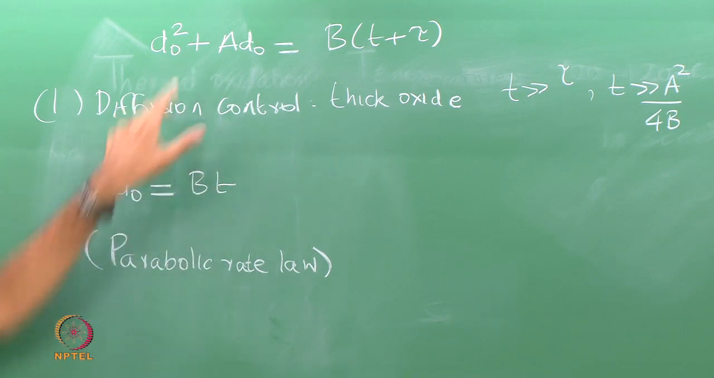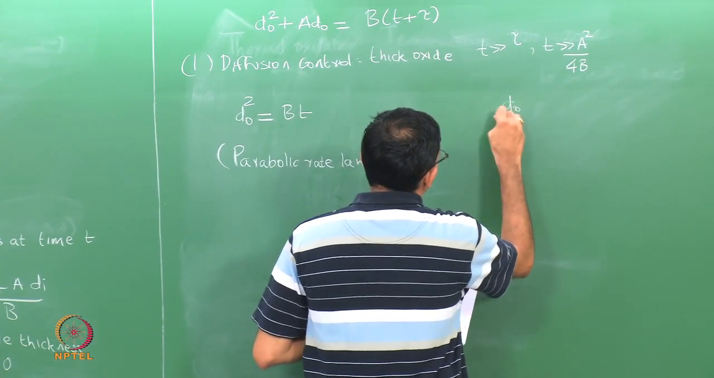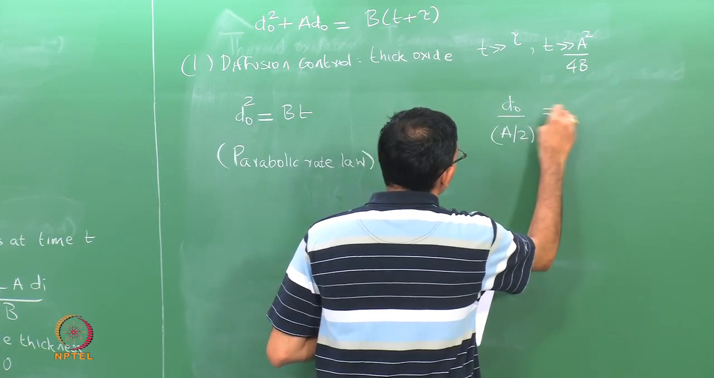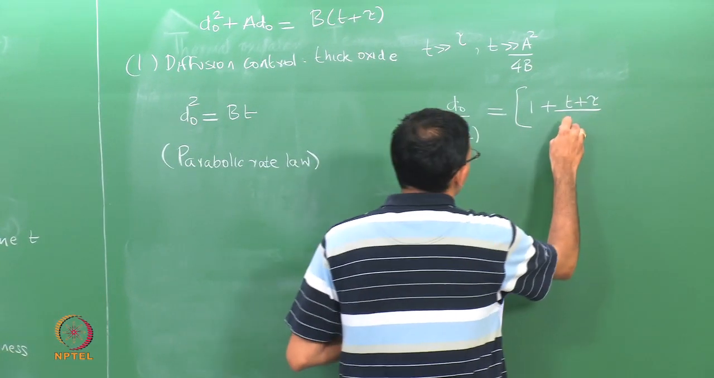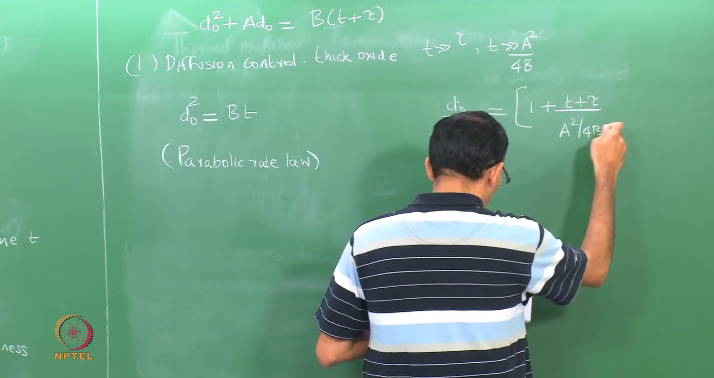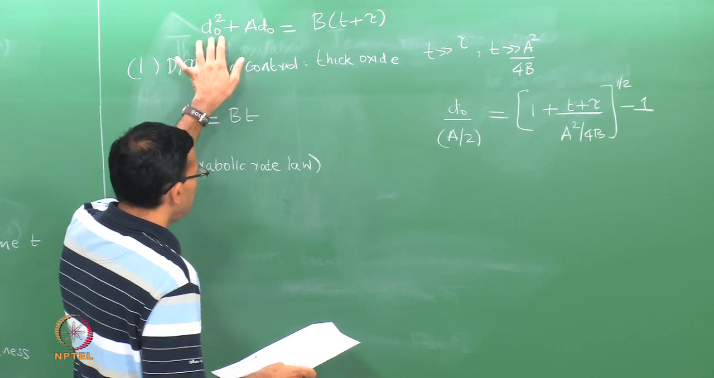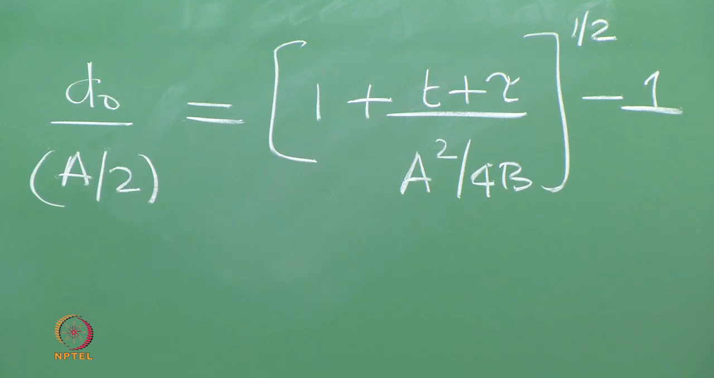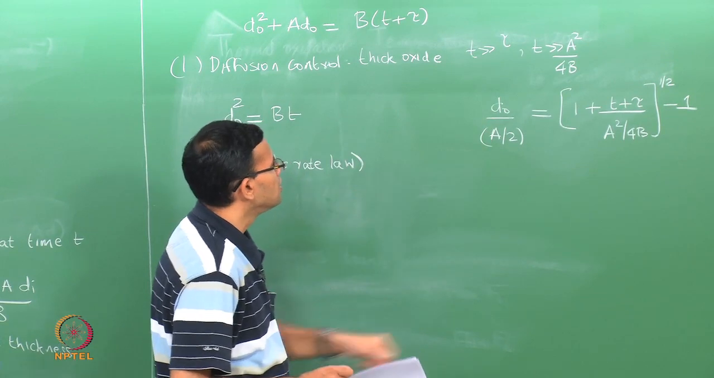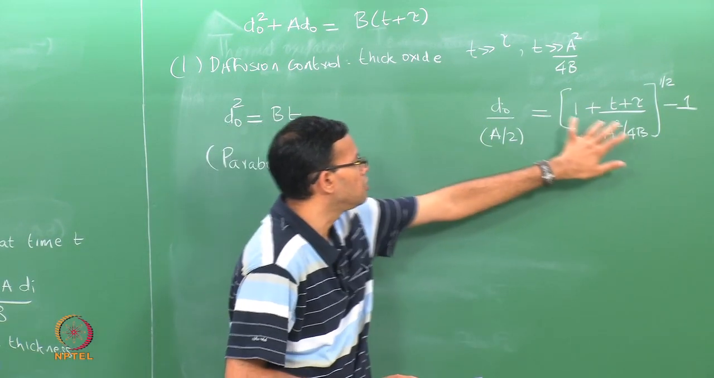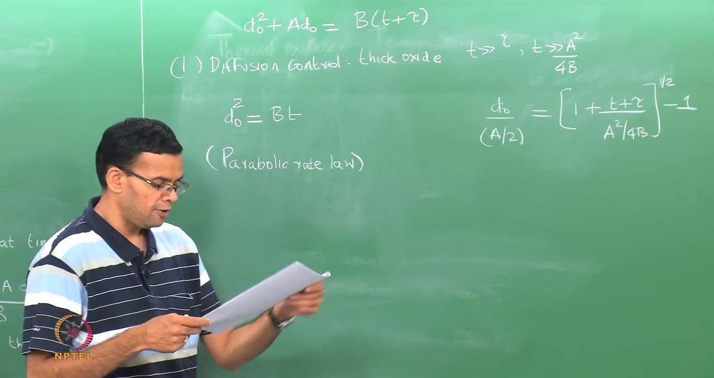To see how we get this from the general equation, we can rearrange the general equation to write this as d naught over a over 2 is equal to 1 plus t plus tau over a square over 4b, whole power half, minus 1. So, this is just a rearrangement of this equation. So, if t is much larger than a square over 4b and t is much larger than tau, this equation will essentially simplify, you can ignore this one and the other one, and you are left with this d square equal to bt, or a parabolic rate law.